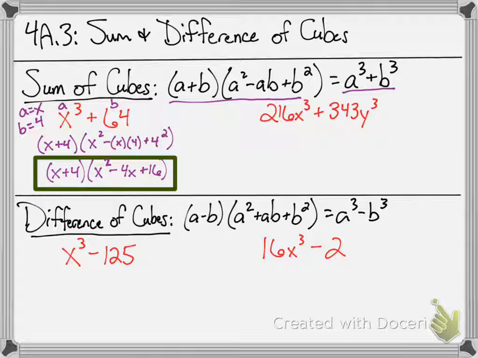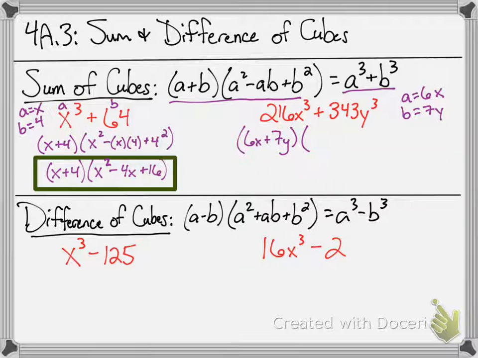Now, we're going to do the same thing by identifying what's our a and what's our b. So the a is going to come from the 216x cubed. Take the cube root of each. So the cube root of 216 is 6. Cube root of x cubed is x. Now do the same with 343y cubed. The cube root of 343 is 7. Cube root of y cubed is y. So our a term is going to be 6x. Our b term is going to be 7y. We're going to plug it into our format. For the first part, it's just a plus b. So 6x plus 7y, that's not too bad.